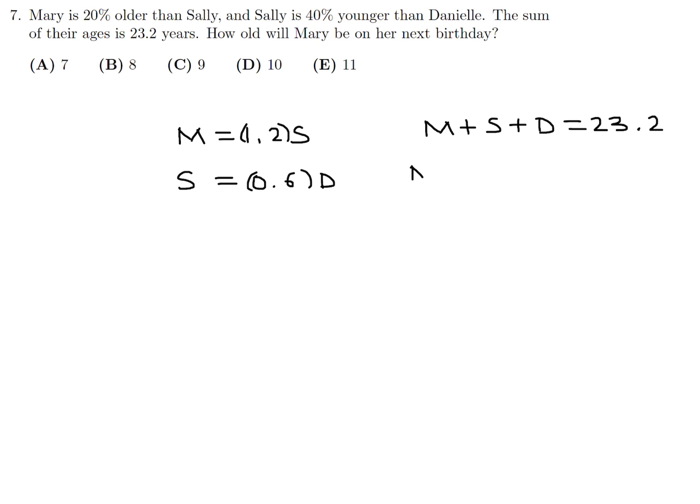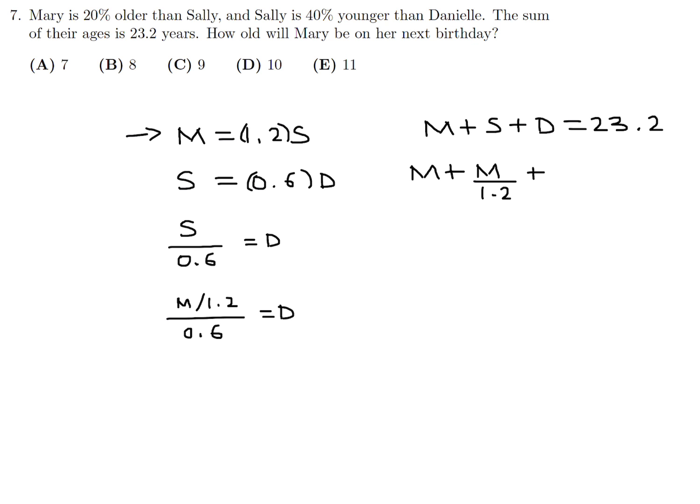So we've got s is m over 1.2, like that, correct? And d is, let's see here, s over 0.6, but then s is m over 1.2, from this equation, all over 0.6. Okay, so that's what I'm going to put in for d over here, m over 1.2 all over 0.6, like that. 23.2 is the sum.